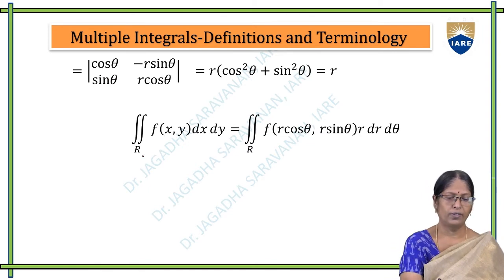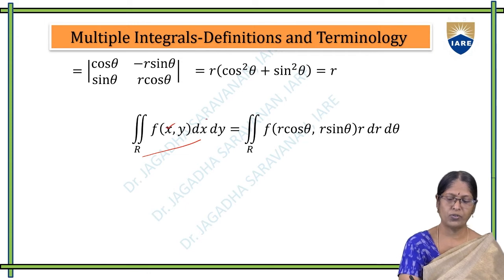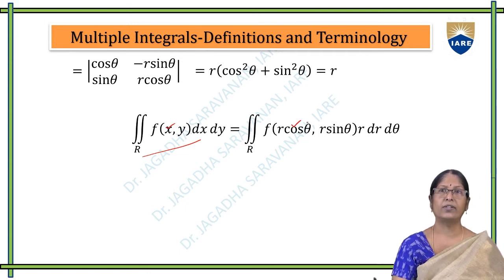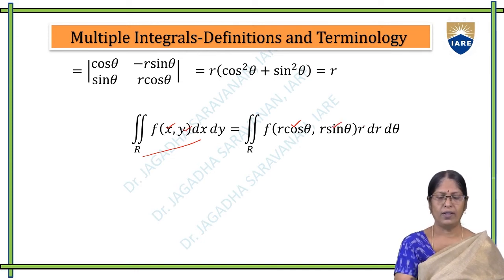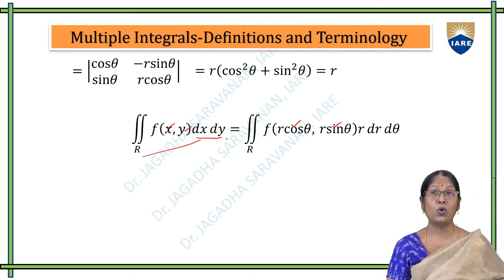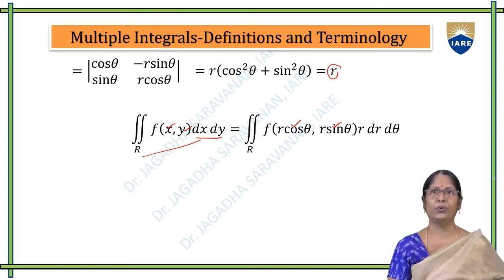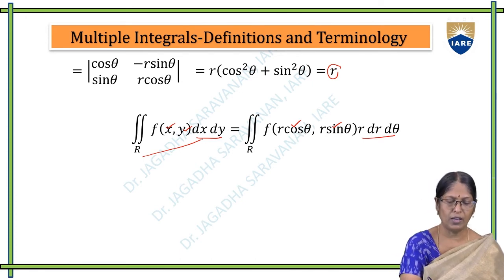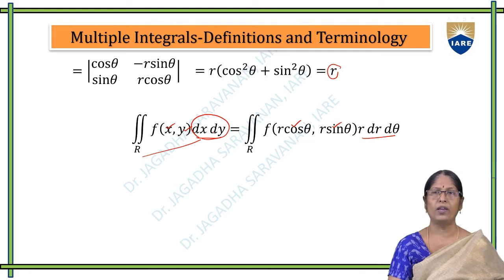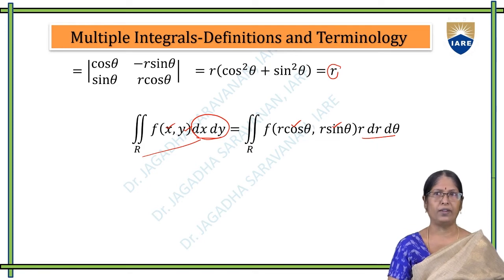So now, this is the Cartesian form double integral formula. In that particular place, our x is replaced by r cos theta, and y is replaced by r sin theta, and dx dy, the Jacobian, which is here, into dr d theta. So in two dimensions, to convert dx dy into polar form, it is r into dr d theta.